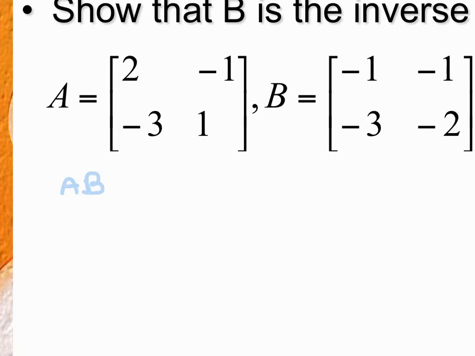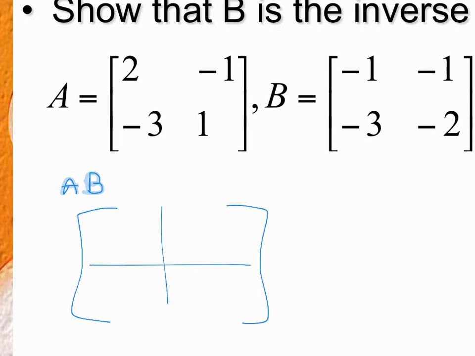So because they are square matrices, I'll know that they can always, as long as they're both 2 by 2s or both 3 by 3s, be multiplied together and their result is going to be the same size. So a 2 by 2 and a 2 by 2 results in a 2 by 2. So I do first row, first column, 2 times negative 1, which is negative 2, negative 1 times 3, which is positive 3, and that's a 1.